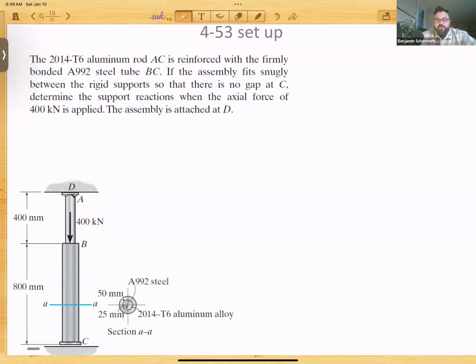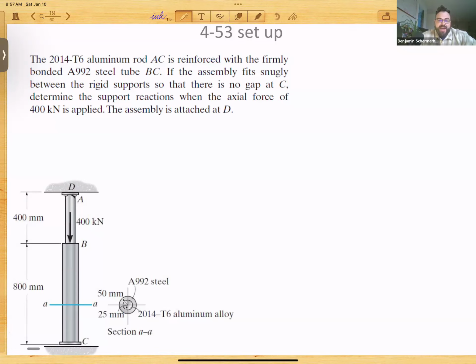We have a 2014-T6 aluminum rod AC being reinforced with a firmly bonded A992 steel tube BC. If the assembly fits snugly between the rigid supports, so there's no gap at C, we want to determine the support reactions when the axial force of 400 kilonewtons is applied. The assembly is attached to D. So up at the top, it's attached to D. There's 400 millimeters of just pure aluminum. That's the aluminum.